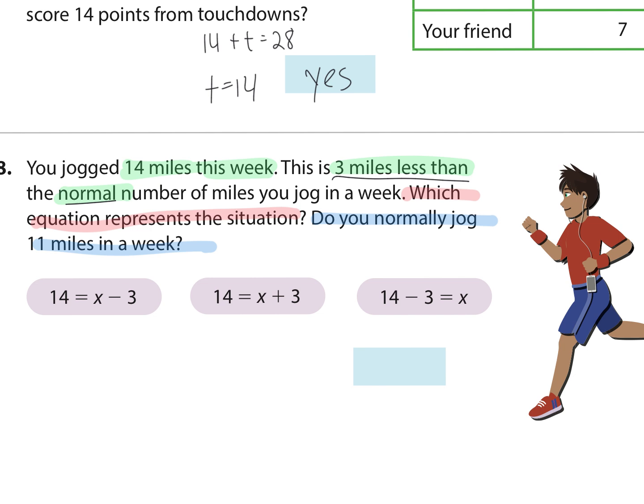Okay, that part that says this is 3 miles less than the normal means that 14, whatever they're jogging this week, is 3 miles less than the normal. So earlier Beckham said that means that I normally jog 17 miles. So what equation is going to help me figure out that 17 would be my missing number? Would it be the first, second, or the third equation? Second.